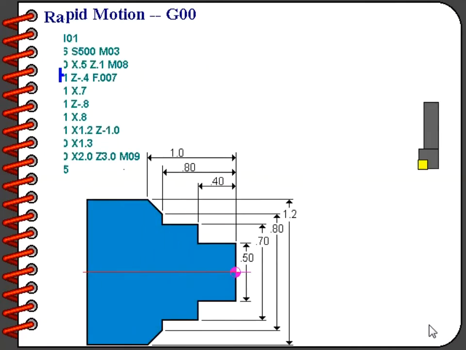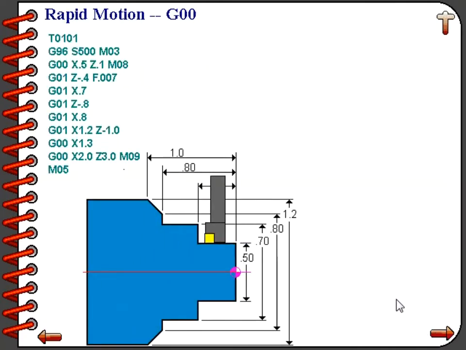Now let's see how that all fits inside of a program. In this program example, you'll see our tool call up command, our spindle start command, and then on the third line will be our rapid motion command. It's going to rapid the tool up to the front of the workpiece at a 1/2 inch diameter, and during that motion we're also going to turn on the coolant. Then we'll have a series of linear feed motions.